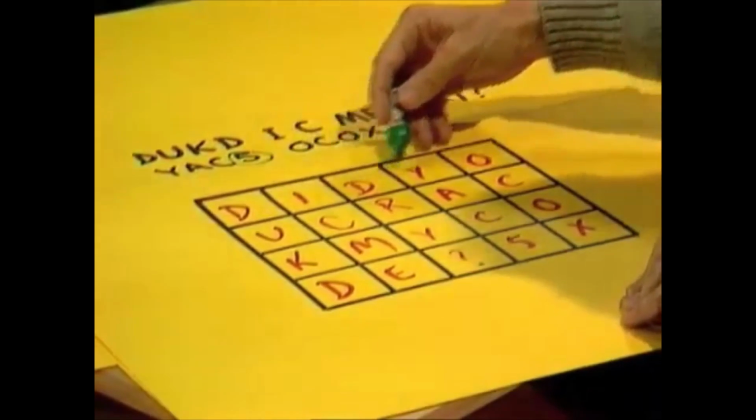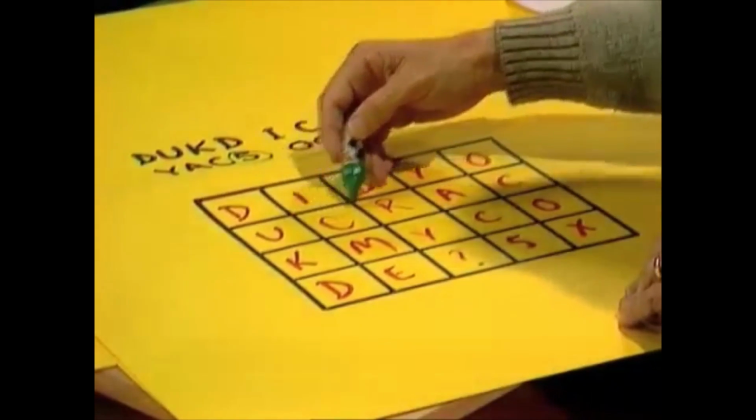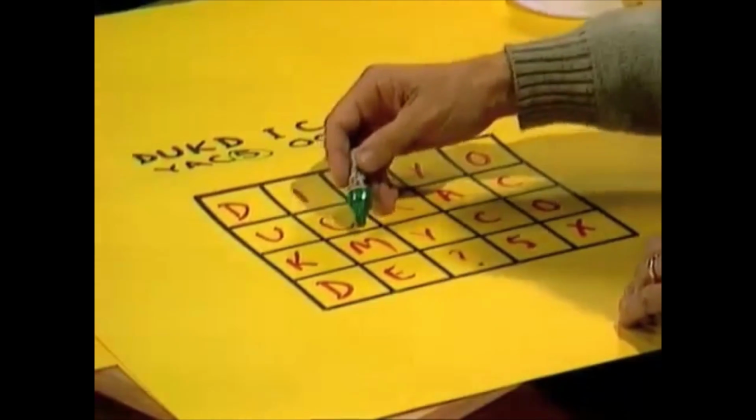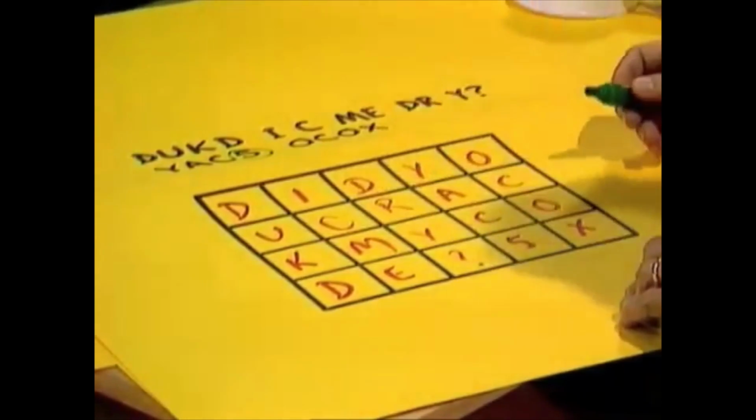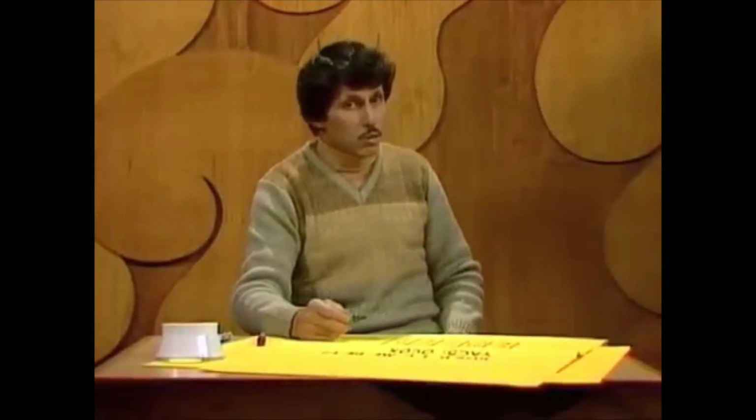And to read the message, of course, we now go across left to right, and we find that it says: did, Y-O-U, you, C-R-A-C-K, crack, M-Y, my, C-O-D-E, question mark, code. Did you crack my code? Of course we did.